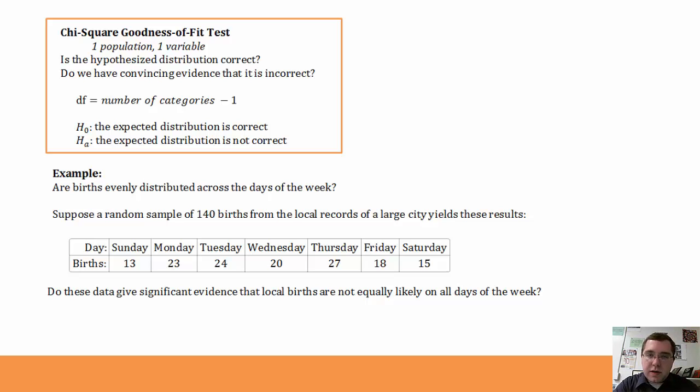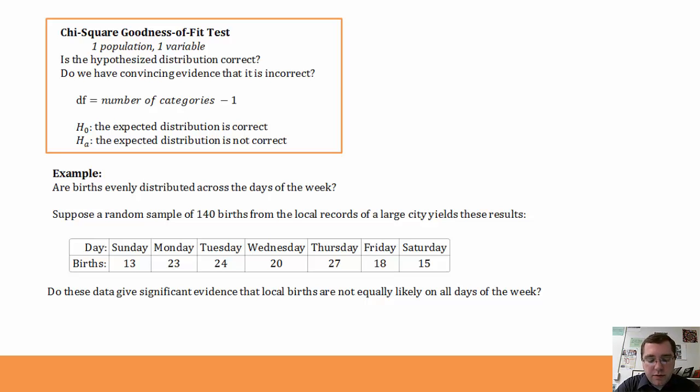First, the chi-square goodness of fit test. One population, one variable. So we've taken one sample and have one item from each individual in that sample. Is the hypothesized distribution correct? Do we have convincing evidence that it is incorrect? So we have some idea of what should happen. How does what we got in our sample or our experiment compare with what should happen? How well does it fit? What is the goodness of the fit of our observed distribution to the expected distribution?